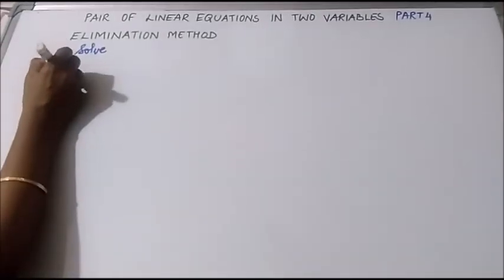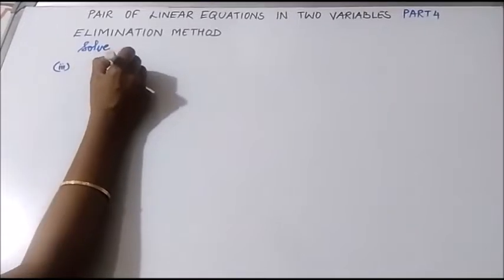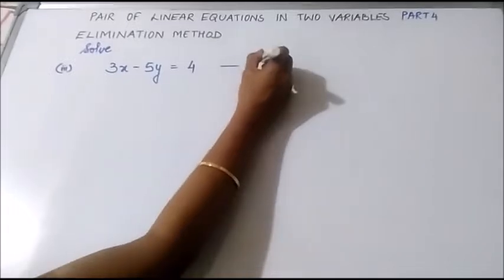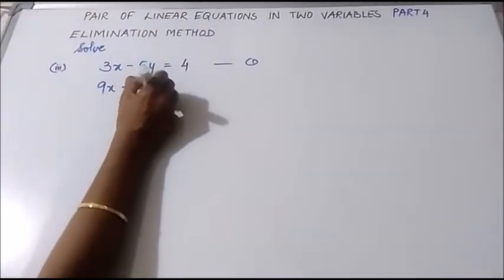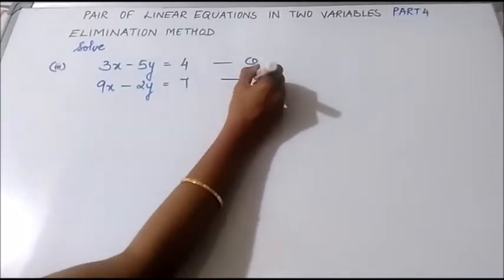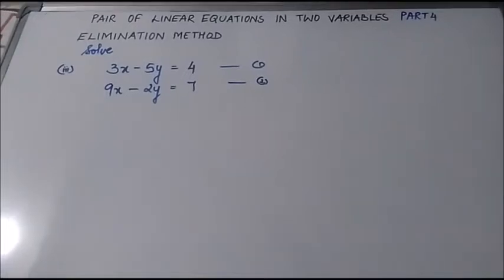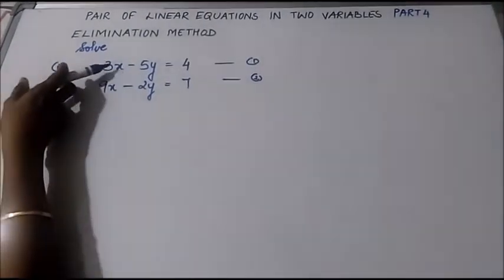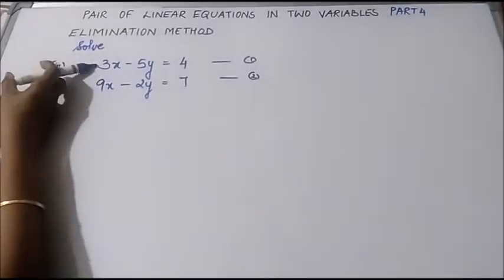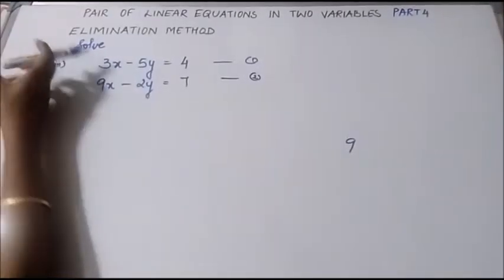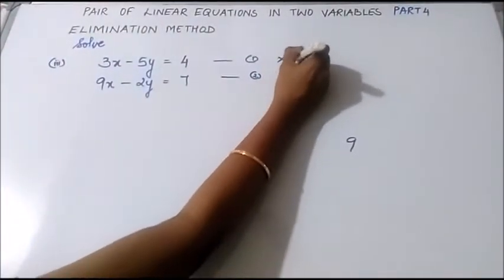The third sum, both the equations are 3x minus 5y is equal to 4. The second is 9x minus 2y is equal to 7. We make the coefficient of any one of the variables equal. Here it is easier to make the coefficient of x equal. Here we have got 3 and 9. What is the LCM of 3 and 9? It is 9. Here we already have 9. For 3 to become 9, we have to multiply it by 3.